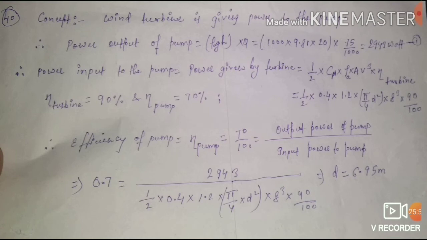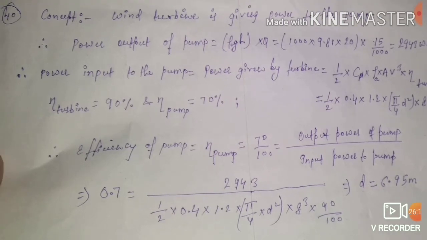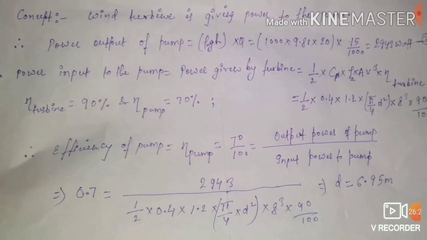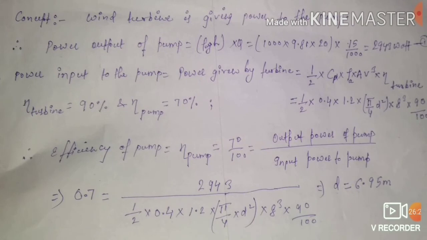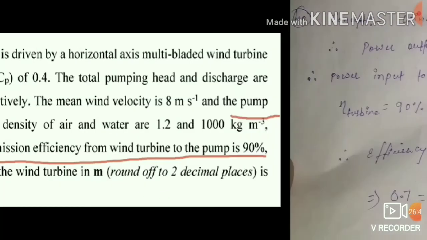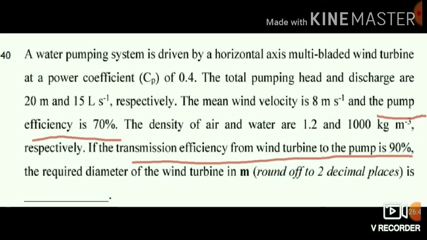Now friends, this power output of the pump is divided by its efficiency, then you can get the power input to the pump. And the power input to the pump is equal to the power given by the turbine. Suppose the turbine gives some power, and that is the input power to the pump. So for calculating the power driven by the turbine, you all know this formula: 1 by 2 into Cp into rho A into V cube into efficiency of turbine. You see here that it is the efficiency of the turbine, not the efficiency of the pump. In the question, the efficiency of turbine is 90% and the efficiency of pump is 70%.